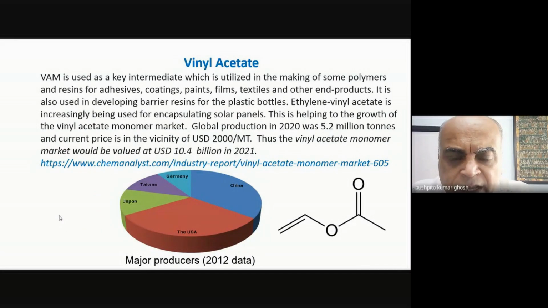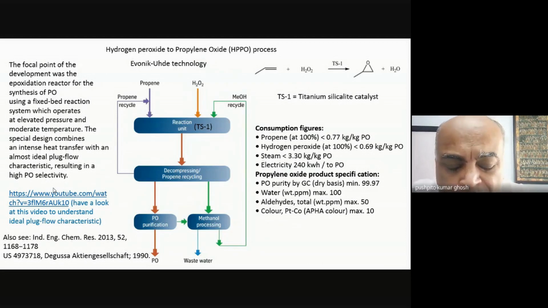Let me again take you through another very important molecule, vinyl acetate. How would you make vinyl acetate? What would I do? Which two things would I react to make vinyl acetate? One would be acetic acid. Okay. Vinyl alcohol. Vinyl alcohol.